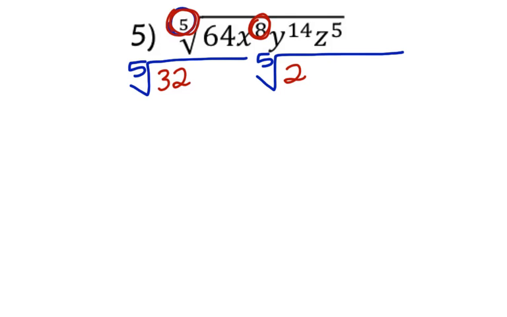So what we're doing is we're looking for groups of 5 that would go into 8, and you'll see why this is going to help us in a second. If you think about 8, 5 doesn't go into 8, it doesn't go into 7, it doesn't go into 6, but it does go into 5.